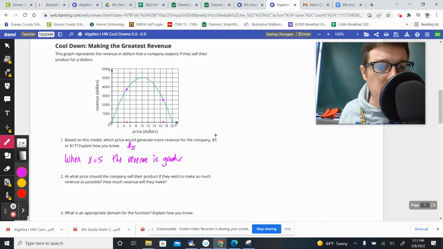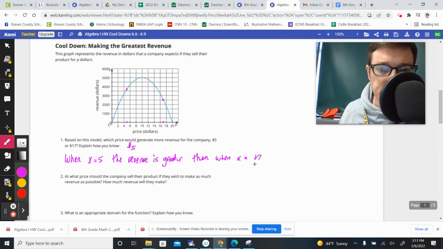When x is 5, the revenue is greater than when x equals 17. Right? So it's bigger. This one looks to be about 3,700. This one's only about 2,500. Let's look at number 2.